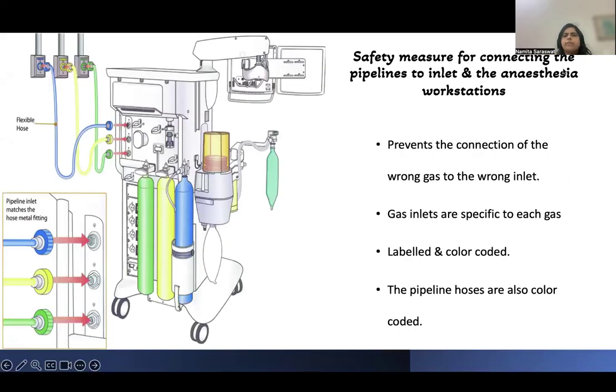So what are the safety features? What are the safety measures for connecting the pipelines to the inlet of the anesthesia workstation? This is very important. Just like the pin index, there are safety features in the pipeline also to prevent the connection of the wrong gas to the wrong inlet. These gas inlets are specific to each gas. They are labeled, colored, and the pipeline hoses are also color coded. So what are the safety features? Let's see.